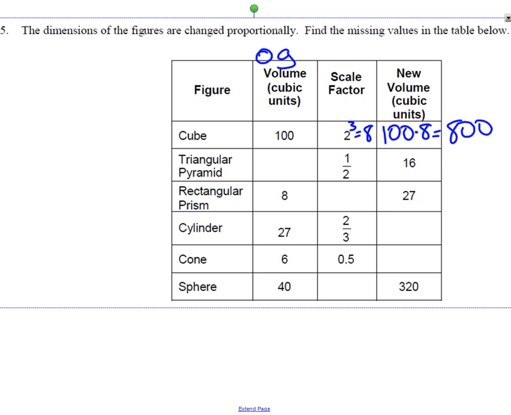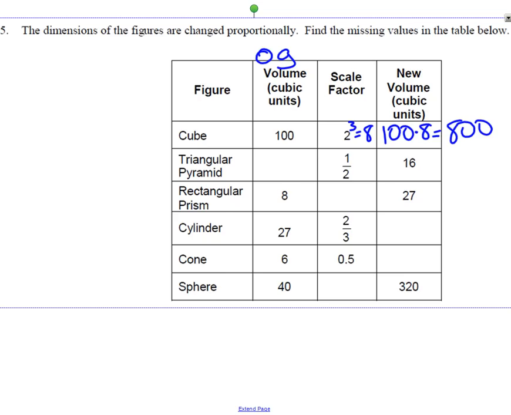Mr. Ellis, how do we know if it's been used up? Why did you do 2 cubed? Because if we need to change the volume, we don't just multiply by the scale factor. We always multiply by the scale factor cubed. Okay?